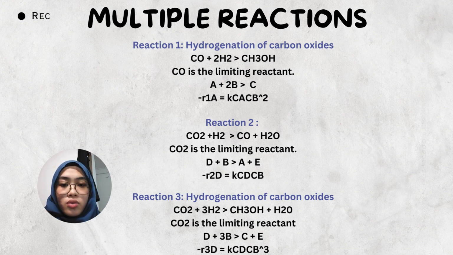For reaction number 2, carbon dioxide reacts with hydrogen gas to produce carbon monoxide and water. From the calculation, carbon dioxide is the limiting reactant, and the rate law is negative r2D equals kCdCb. And lastly, reaction number 3 is also the hydrogenation of carbon oxides, where carbon dioxide reacts with 3 moles of hydrogen gas to produce 1 mole of methanol and 1 mole of water. From the calculation, CO2 is the limiting reactant. Hence, the rate law is negative r3D equals kCdCb to the power of 3.